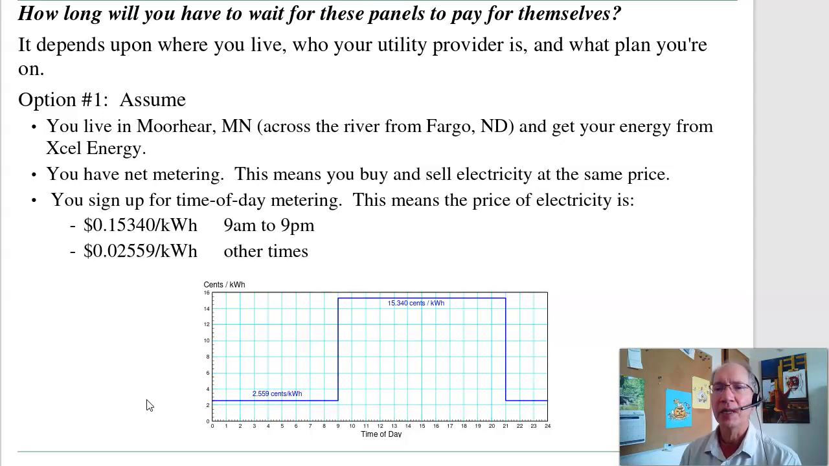And assume I am signed up for time of day metering. What that means is the price of electricity is 15 cents a kilowatt hour between 9 a.m. and 9 p.m. and 2.5 cents a kilowatt hour at other times. Now this is great for solar because 9 a.m. to 9 p.m. is when the solar panels are producing energy, and at night they're not, so I don't really care.